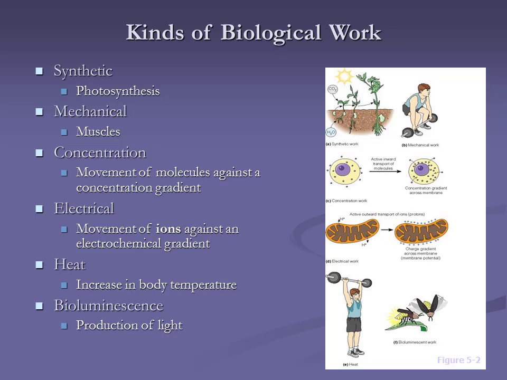And interesting, we talked about green fluorescent protein. We can make transgenic animals that will glow. Well, jellyfish do this naturally, and that's bioluminescence, producing photons of light, and it takes energy to do that. So these are some examples of our kinds of biological work.